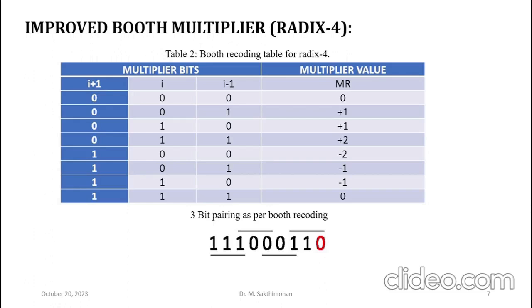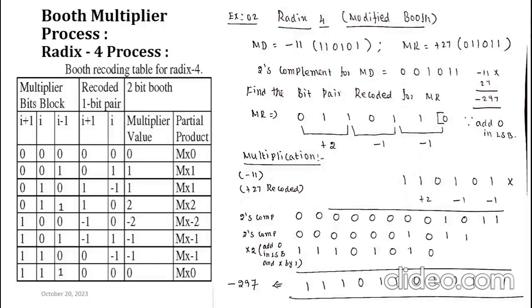Again the same process. Before going for the process, you have to add a 0 in the LSB, then make groups of 3 bits, and with the help of the above table, reduce the multiplier bits. Next, here is the example for the Radix 4 multiplier process. Here I am going to multiply -11 by +27, that is, the multiplicand value is -11 and the multiplier value is +27.